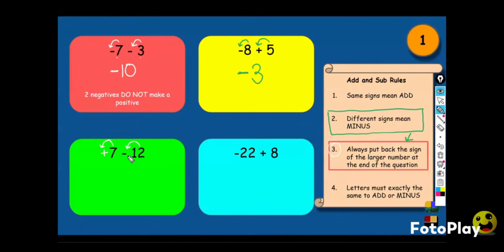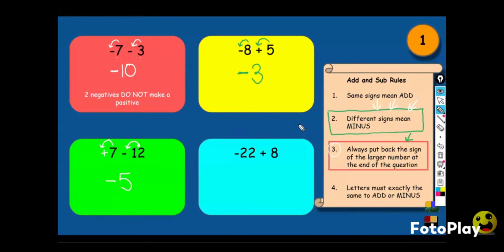Now, let's start the question. He's positive and he's negative. The signs are what? Different. Once again, different signs mean minus. So you're seeing 12 and 7 in your head. Let's just minus 12 and 7. You will get 5. And you always put back the sign of the larger value. Who's bigger, 7 or 12? The last time I checked, 12 is larger than 7. And what sign does the 12 have? A minus. The answer is minus 5.